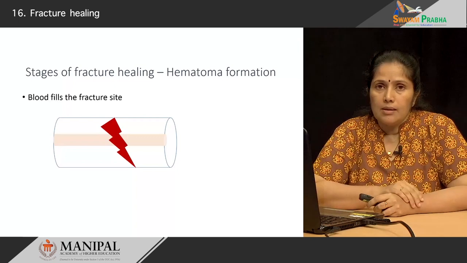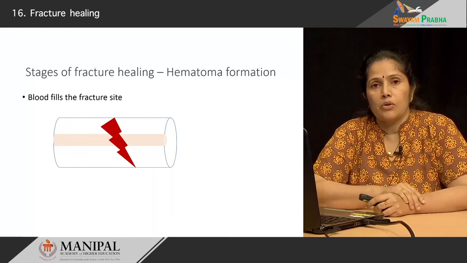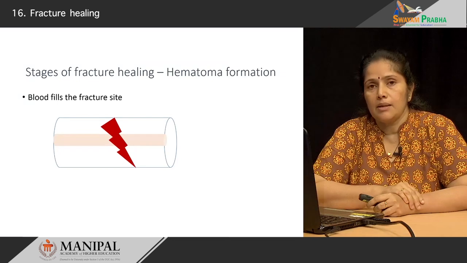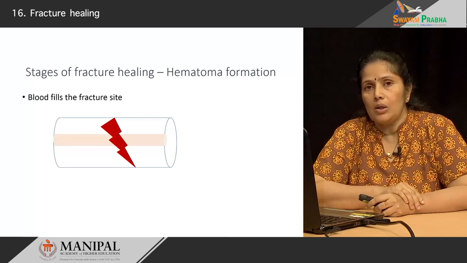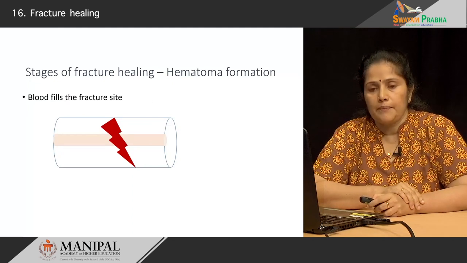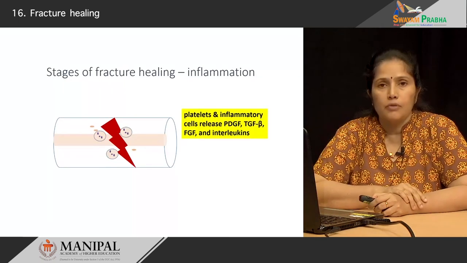Whatever the type of healing that occurs, the first stage is formation of hematoma, and as we all know, a hematoma is nothing but a fibrin meshwork in which the red cells, white blood cells and platelets are caught. So, the first stage in fracture healing is formation of hematoma. This is followed by what is known as a phase of inflammation.